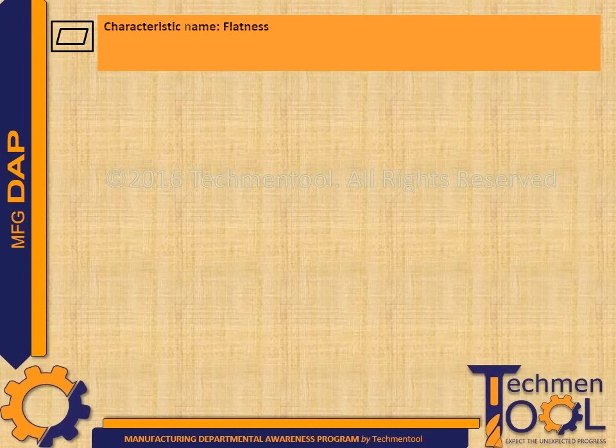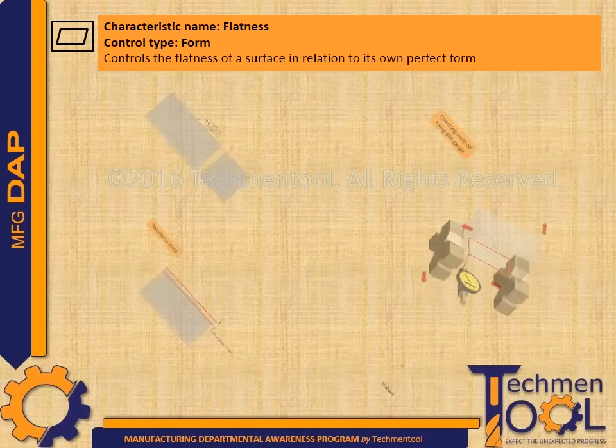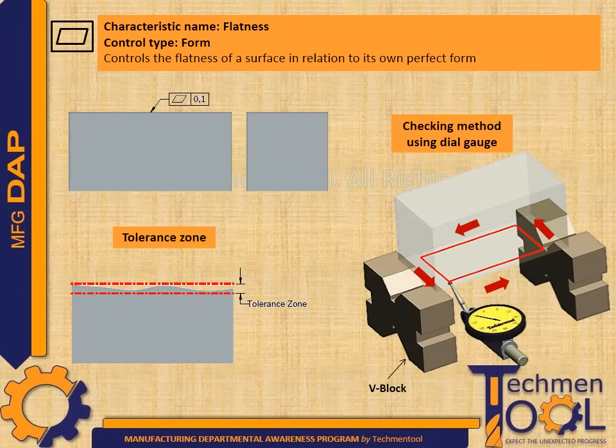Let us discuss flatness characteristic. Its control category is form type, and it controls the flatness of a surface in relation to its own perfect form. In the given example, tolerance zone of 0.1 of the rectangular feature will be measured using a dial gauge by moving its lever plunger on the surface of the feature, which is located on 2 identical blocks as shown in the picture, and deflection of the dial gives the actual flatness value. That value should be within the tolerance zone.